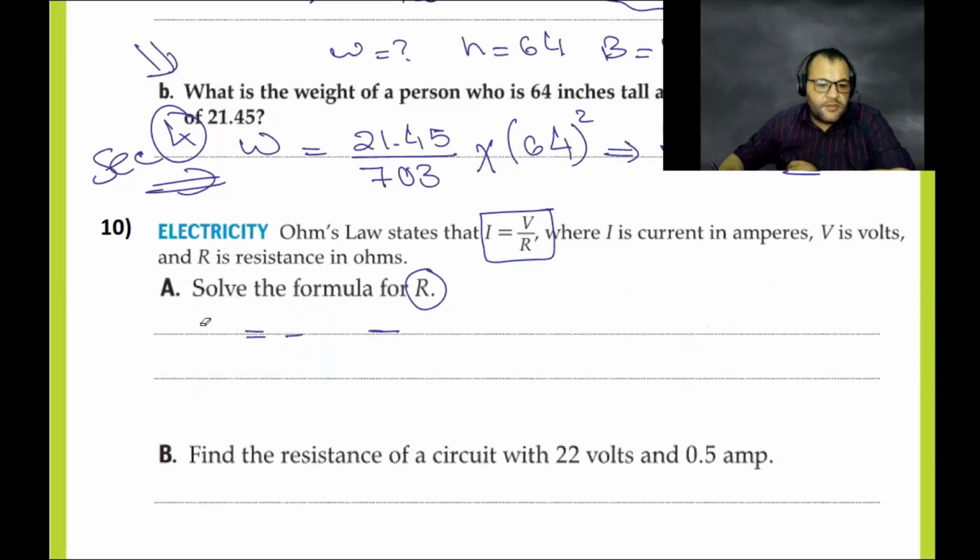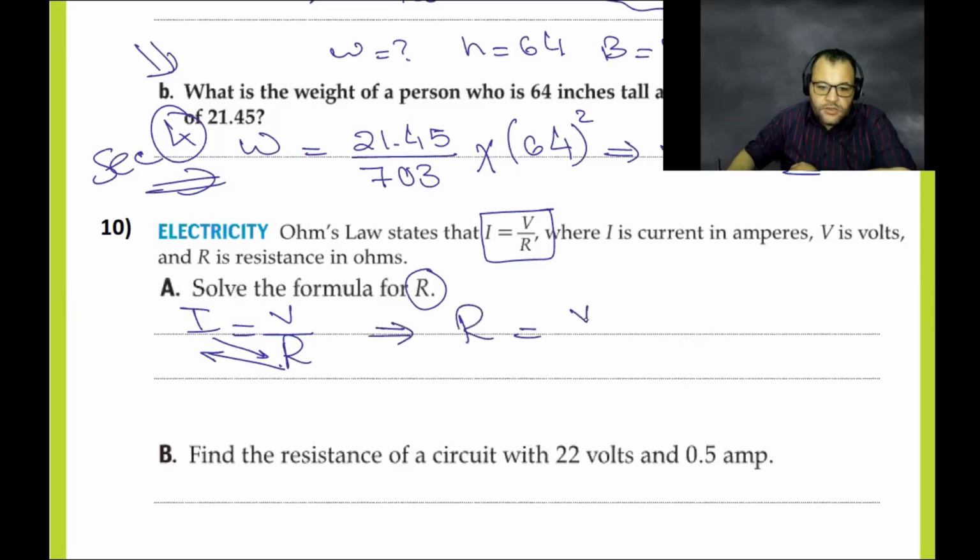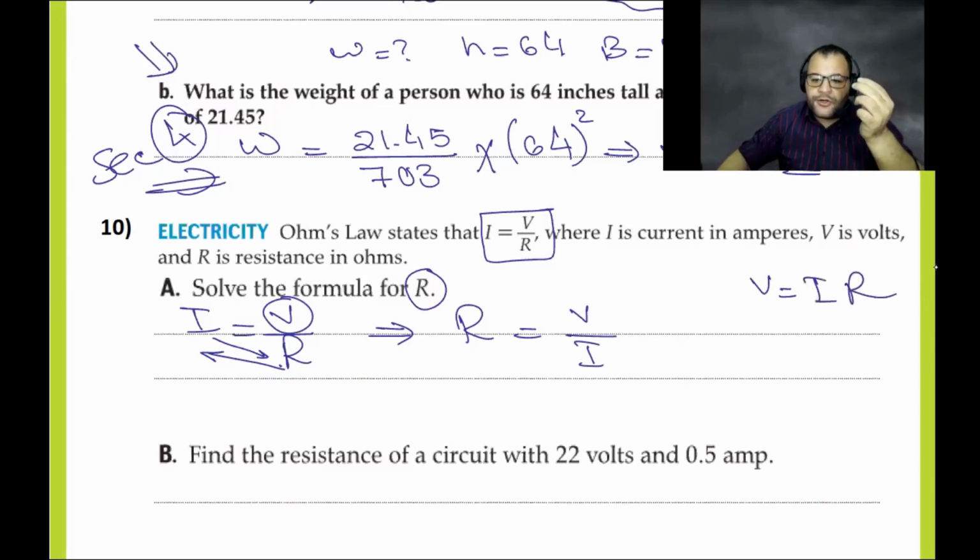Again for this one, I equals V over R, and I need to solve for R. For the denominator, just replace R and I, so R is equal to V over I. If you need to solve for V, it will be I times R. You understand it?